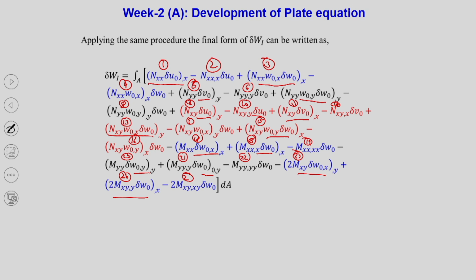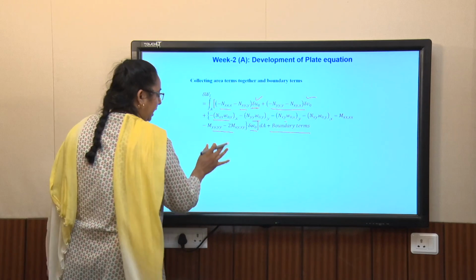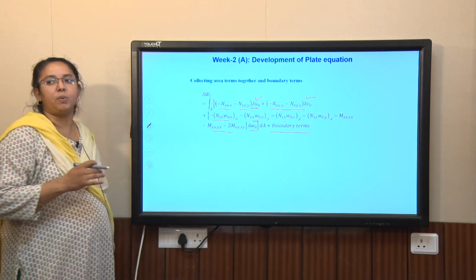So, I am going to see the area Nxx, Nyy, clubbing similar kinds of coefficients: coefficients of del u naught, coefficients of del v naught and coefficients of del w naught, putting together and some boundary terms. So, in the next lecture I will explain the rest of the boundary terms and we will proceed further.